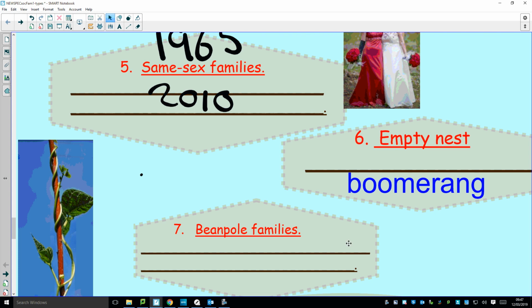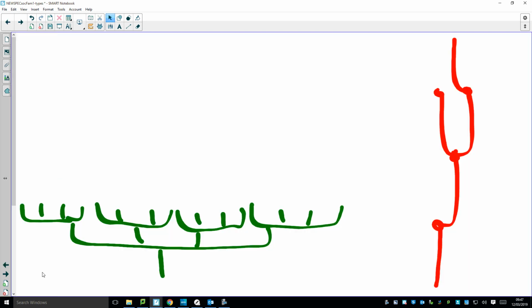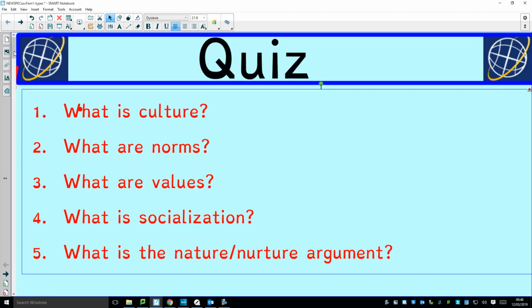Beanpole families. In the past, when you drew a family, it looked like a tree. Mum and dad, they had 4 kids. Each of the 4 kids had 4 kids. When you drew the diagram, it quickly looked like a tree. That's why it's called a family tree. In lots of modern families, 1 kid, 2 kids, no kids, 1 kid. When you draw the diagram, it looks like a long, thin plant, a beanpole family.